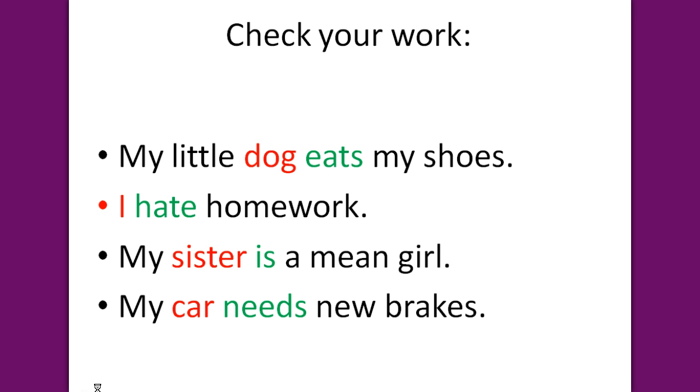Let's check your work. My little dog eats my shoes. Dog is the subject, eats is the verb. I hate homework. The pronoun I is the subject, hate is the verb. Homework is the object. It's what's being hated. My sister is a mean girl. Sister is the subject, is is the verb, and remember that's a state of being. She is a mean girl. Mean girl is the object, that's what she is, and my is a modifying pronoun that tells us whose sister it is. My car needs new brakes. Car is the simple subject, needs is the verb.